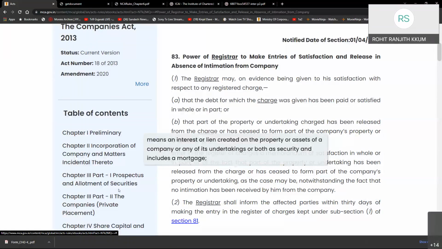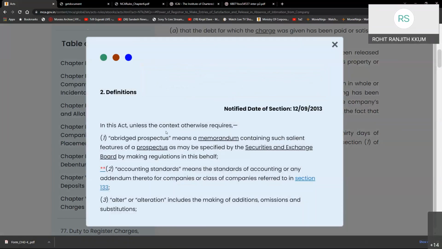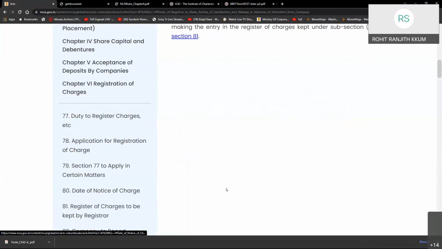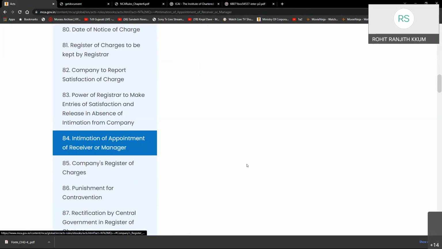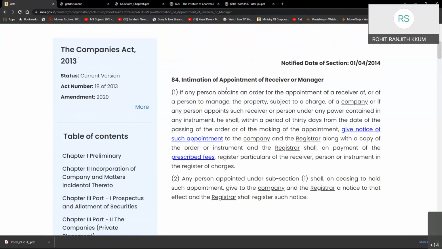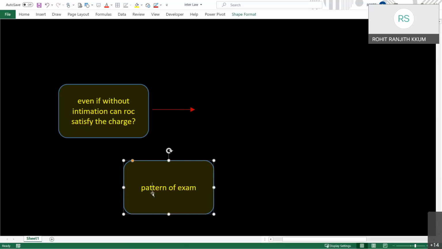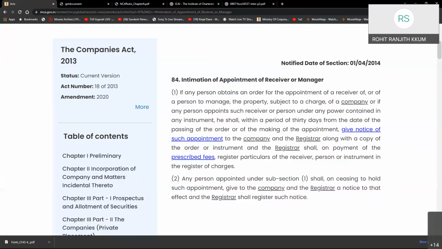Now we are going to another very important section, and that is 84. Section number 84. Come to section number 84. What does it say? It says intimation of appointment of receiver or manager. What is this trying to say? Understand what this section 84 and this provision is talking about.